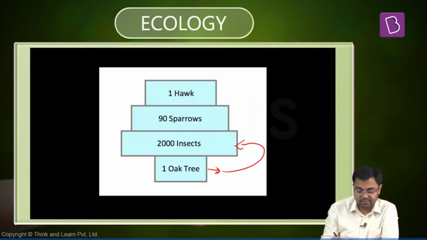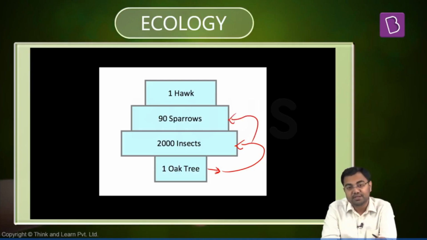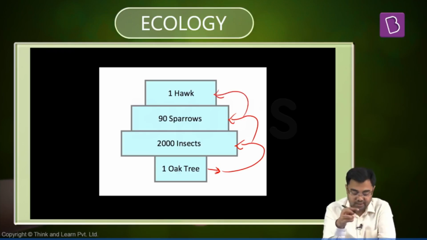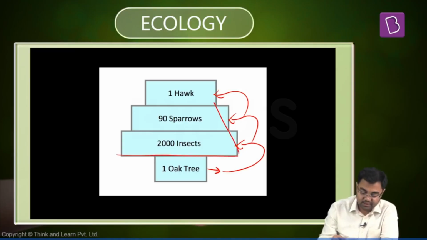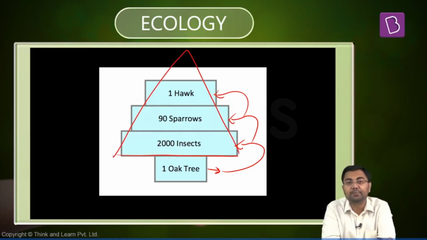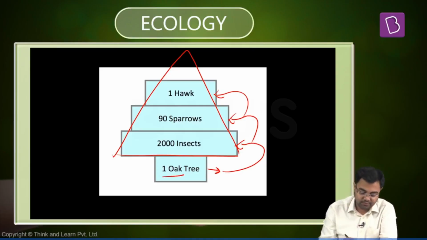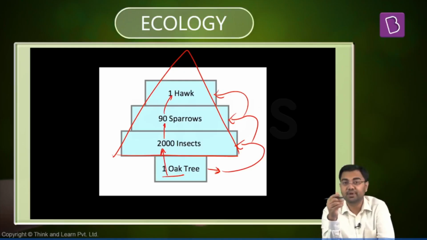This one tree may have these many insects. These insects will be consumed by sparrows, and these sparrows can get consumed by a hawk. So if you see, after this you again have an upright pyramid. But if you talk about the entire shape, this does not have a regular shape at all, because from 1 you are going to 2000, from 2000 to 90, and from 90 to 1 again, and that's why this is not an upright pyramid.